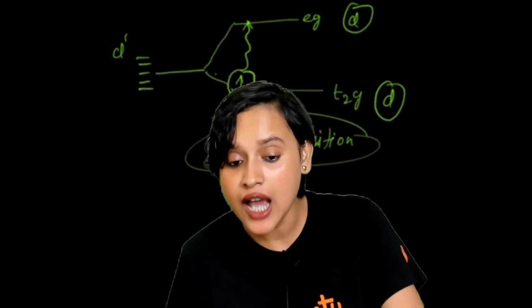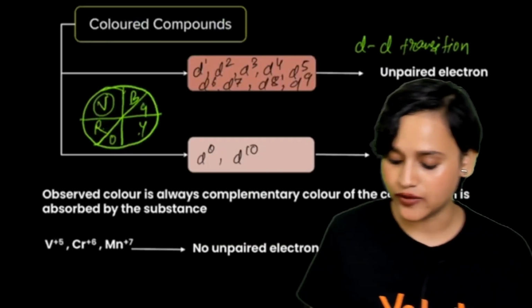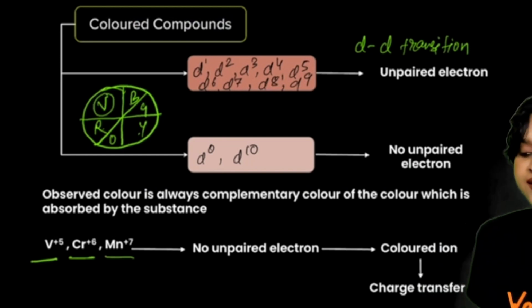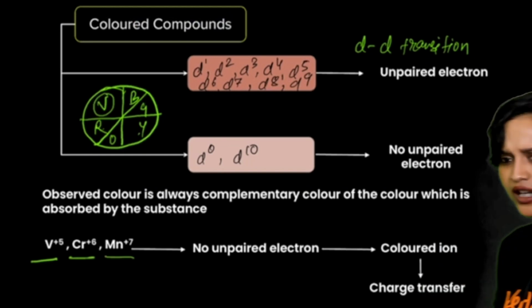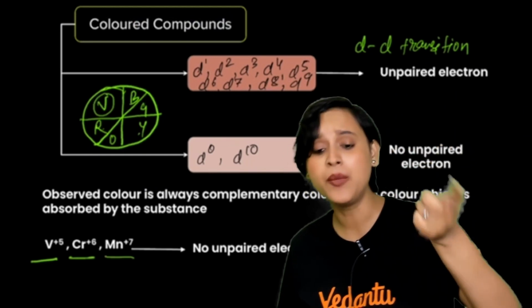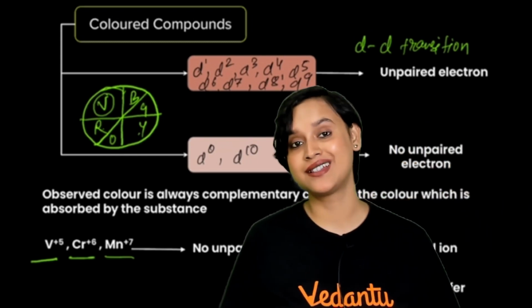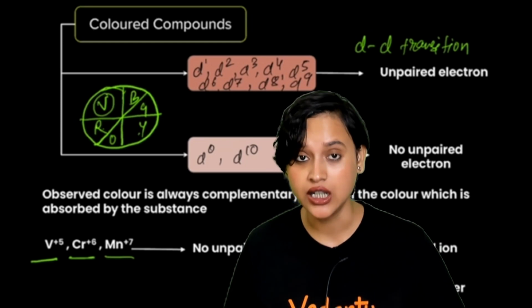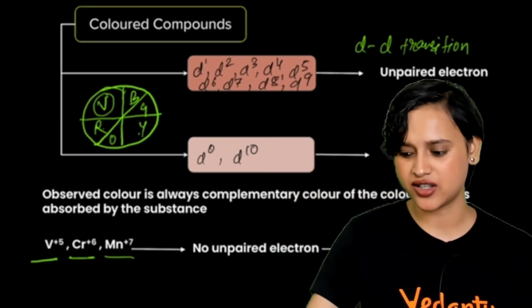What is d-d transition? Now, there is a complexity here as well. Do you read this line? V5+, Cr6+, Mn7+, there is no unpaired electron. Nothing whatsoever. But these are still colored ions. And why? There is charge transfer. Now you are going to ask me, ma'am, what is this charge transfer? Please tell us that also. Chal, let me show you.